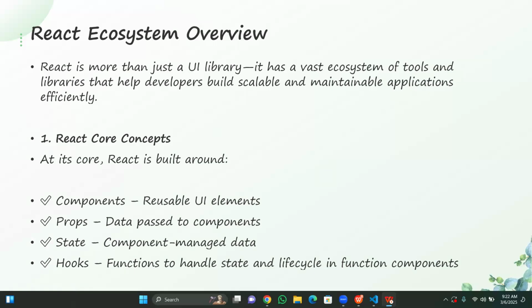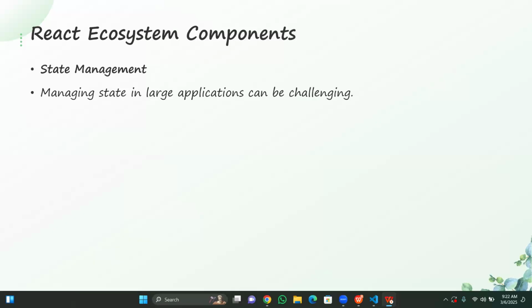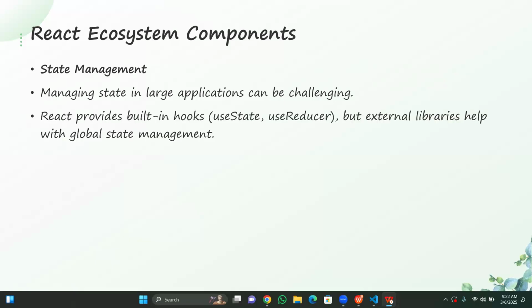Okay, now apart from this, this is not enough to build a full web application. So apart from this, you would also need these other ecosystem components. The first one is state management. Managing state in a large application can be very challenging. If you want to manage a big state in React, you will use hooks, React state and hooks, useState and useReducer.